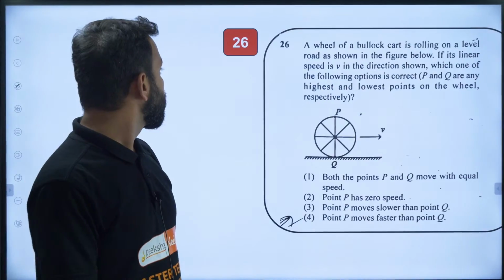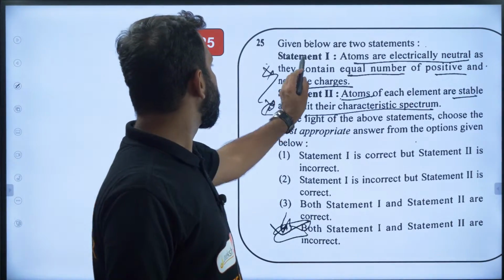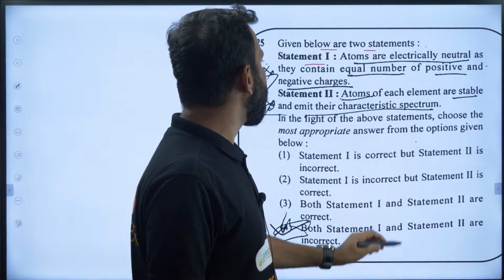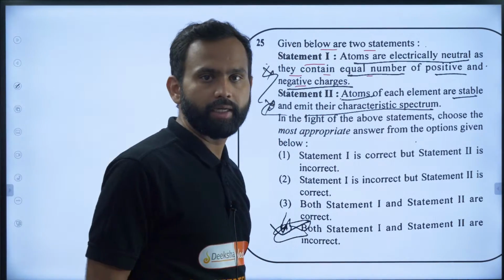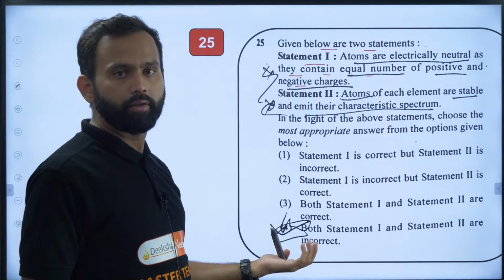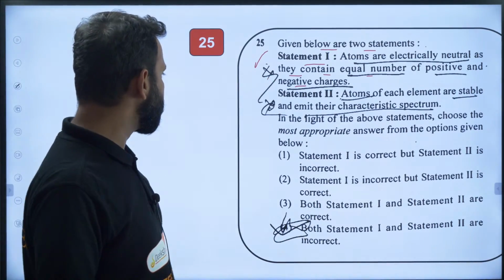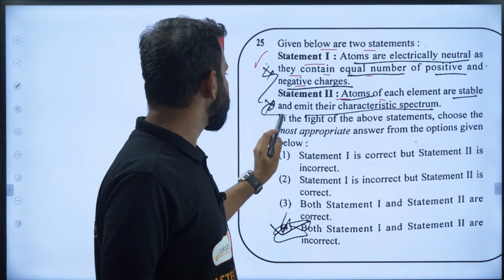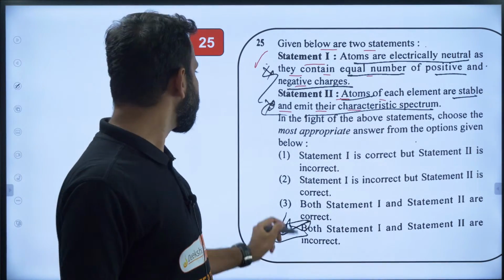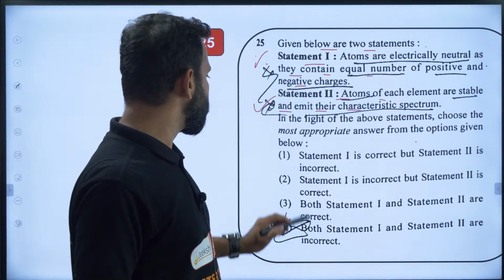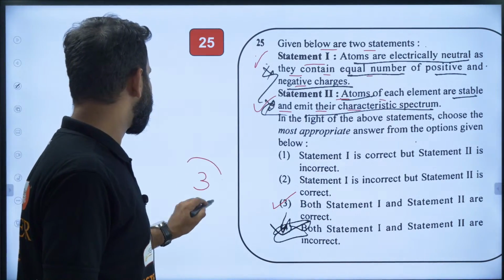Question number 25. Given below are two statements. Statement 1: atoms are electrically neutral as they contain equal number of positive and negative charges. Correct, right? Atoms are electrically neutral because they have equal number of negative and positive charges. Statement 1 is correct. Statement 2: atoms of each element are stable and emit their characteristic spectrum. This one is also correct. So statements 1 and 2 both are correct. So the correct option is 3.